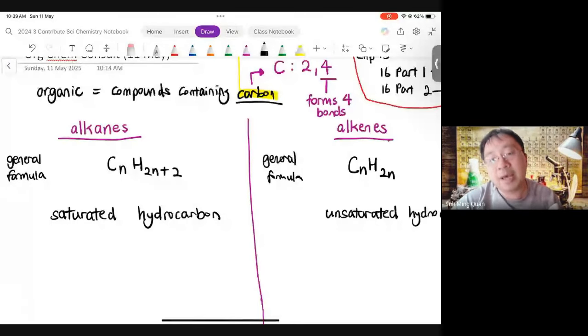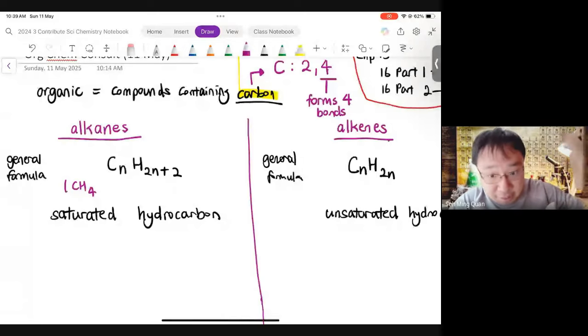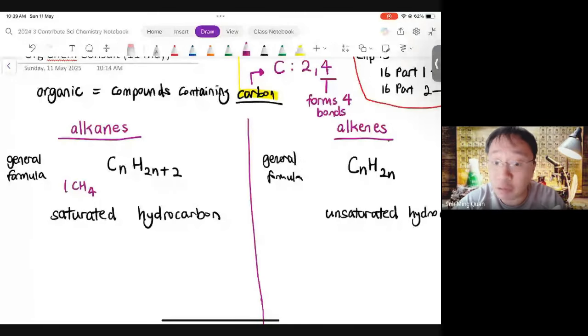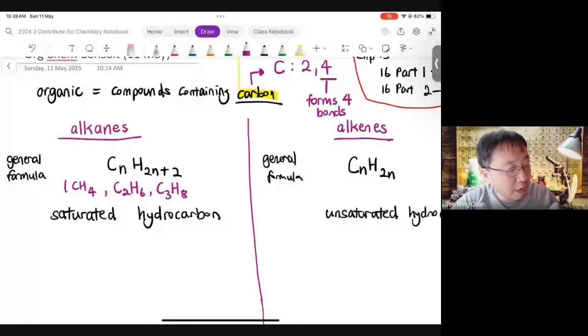That's the direct testing. Another good way to test you is in an MCQ, where I could give you different formulas. For instance, if I gave you the formula CH4, you will need to know that it's an alkane. How do you know? C1H4 fits the general formula CnH2n+2, where n equals 1. So CH4 fits the alkane general formula. Hence, CH4 is an alkane. Now we could go on with C2H6, C3H8. Basically, it's just different values for n.